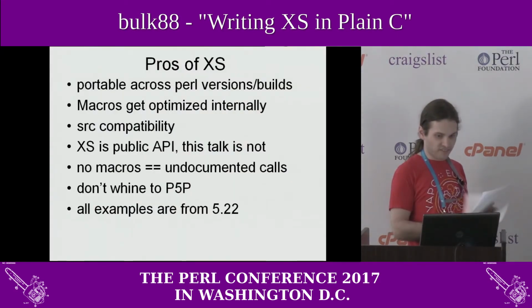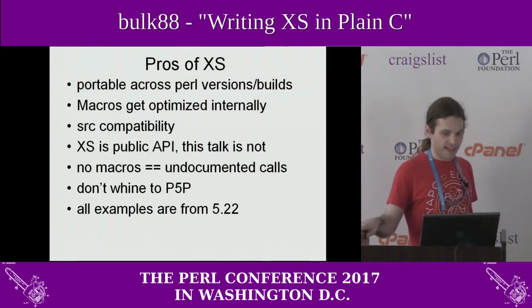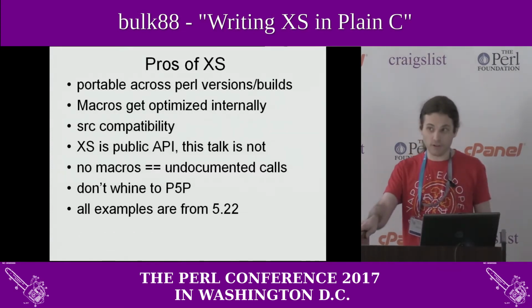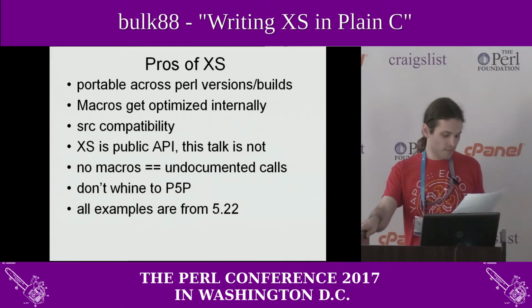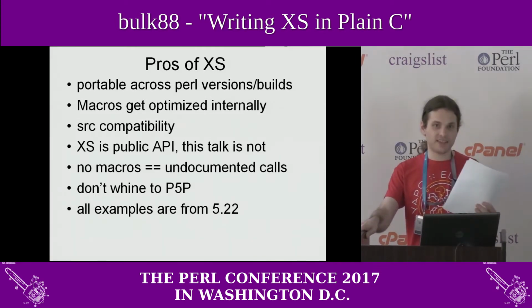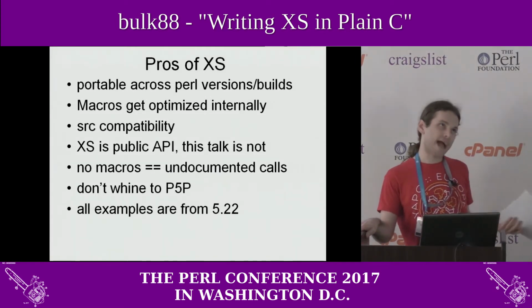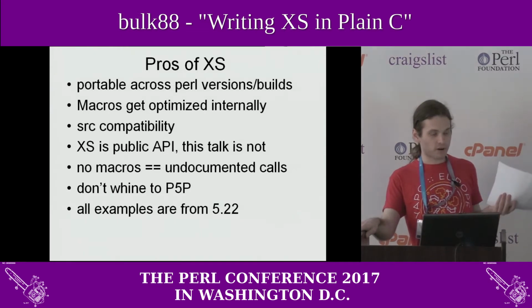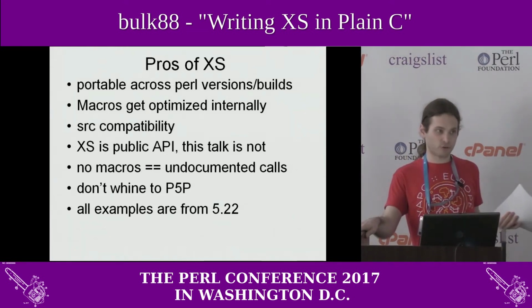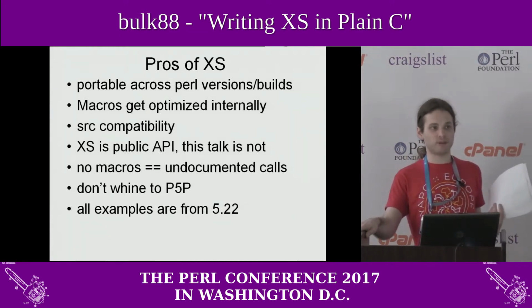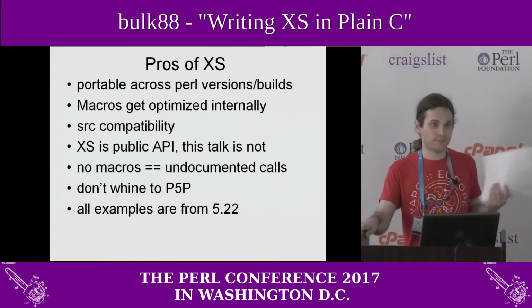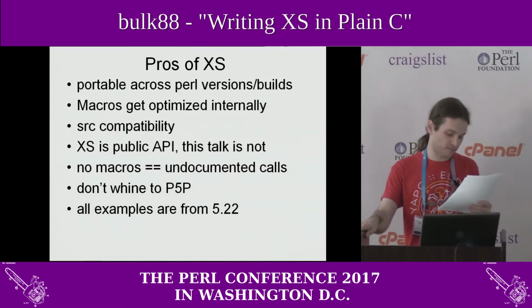There are benefits of using XS versus trying to manually write the C code. You get portability across multiple Perl versions and releases. P5P can optimize the macros and background implementation of the Perl API, and you still have source code compatibility if P5P switches the implementation of the macros.